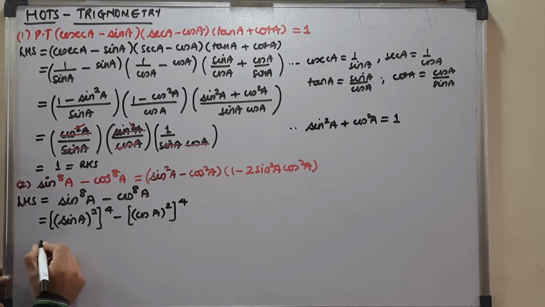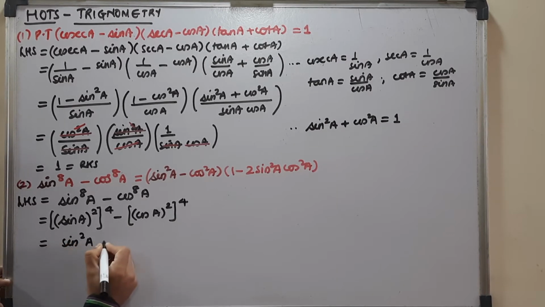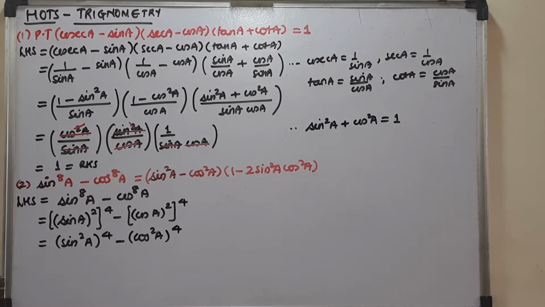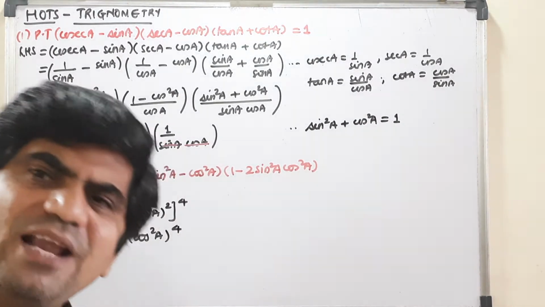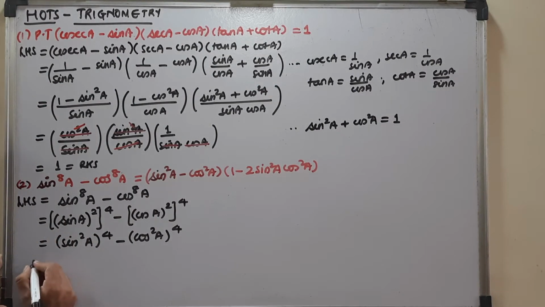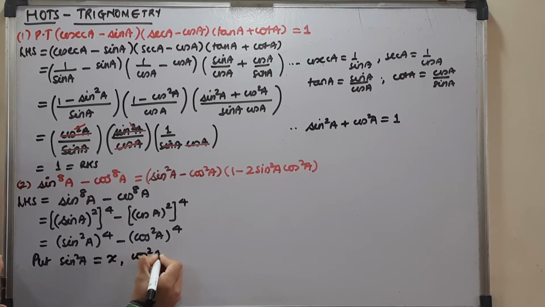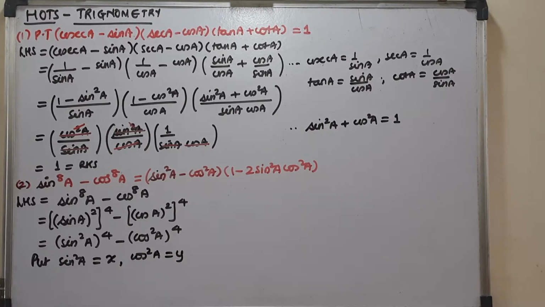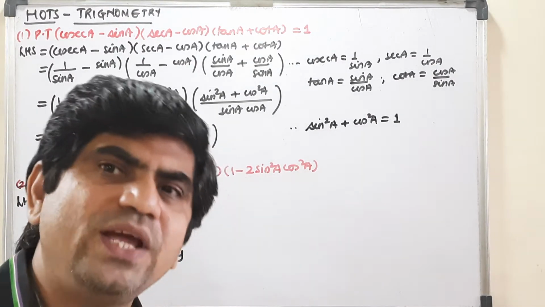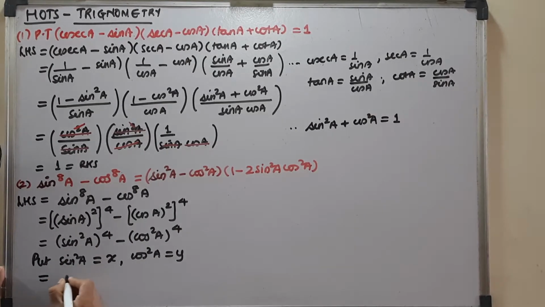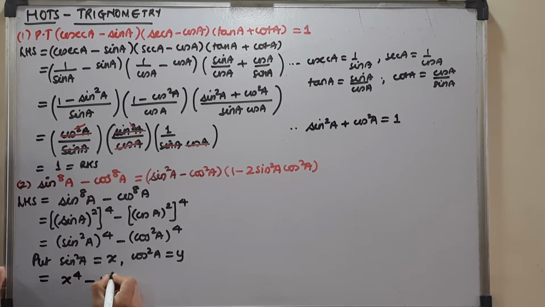That means it is, in short, sin square a the whole power 4 minus cos square a the whole power 4. Now, to make myself understand, what I am doing is I will put sin square a to be x and cos square a to be y. It is not going to help you in solving the question, but it will only relax your mind, because when you write it you will get x raised to 4 minus y raised to 4.